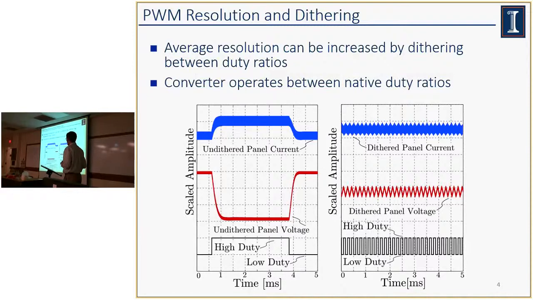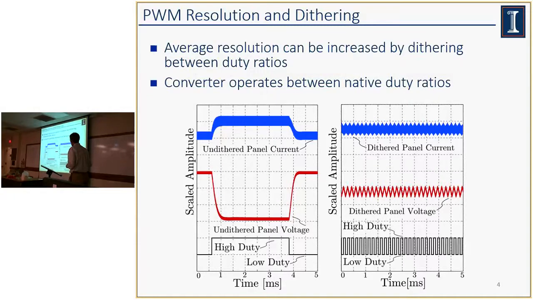So here we're operating at a high duty. Our panel voltage falls, our panel current rises. And then when we switch back to a low duty, the panel voltage rises and the current falls. But if we quickly dither back and forth between these two duty ratios, we can see that the current and voltage never reach the native steady state values, but instead we're able to adjust this ripple in between the limits that would be imposed by a coarse duty ratio resolution.